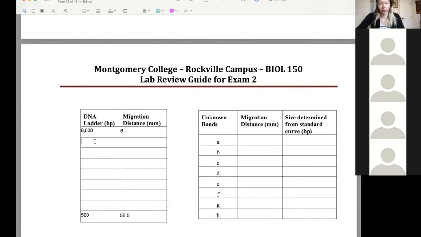The thing to notice here is that as we go down this chart, the size of these fragments is going to get progressively smaller. The distance, however, is this number getting larger or smaller, the migration distance? It's getting larger, right? As the numbers in the left column get smaller, the numbers in the right column get larger. So we've got an inverse relationship between the variables. As the fragment size decreases, as we go from 8,000 base pairs to 500 base pairs, the migration distance increases.